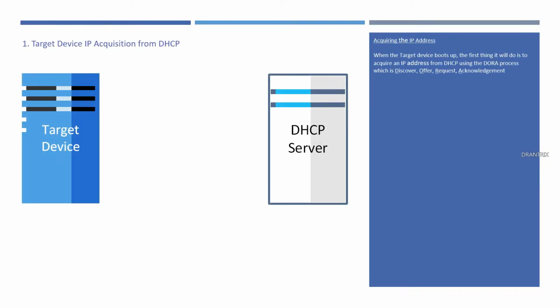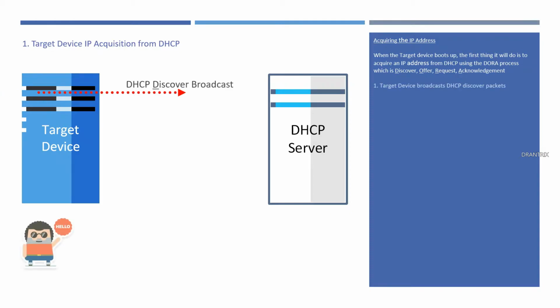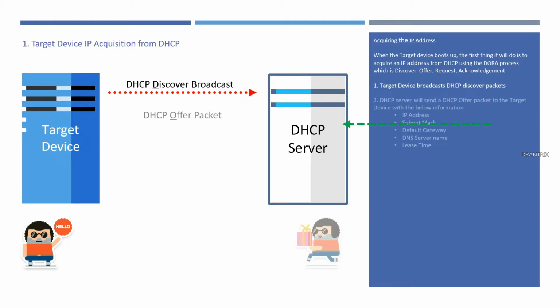So the first thing is the target device IP acquisition from DHCP. Initially when the target device boots up, the first thing it will do is to acquire an IP address from DHCP using the DORA process, which is discover, offer, request and acknowledgement. First, the target device broadcasts the DHCP discover packets. The DHCP server will send a DHCP offer packet to the target device with the following information such as IP address, subnet mask, default gateway, DNS server name and release time.